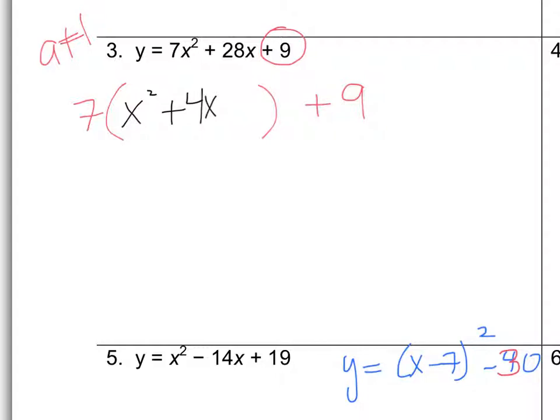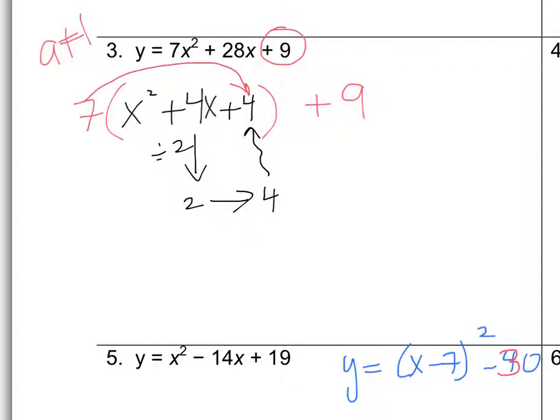Now you have to think, whenever you divide the b by 2, 4 divided by 2, I will get a 2. And then you need to square it, so you get a 4. And that will be the number that you need to add on the inside of the parentheses. But remember, by adding 4 on the inside of the parentheses, you actually are adding 28, because 7 times 4 is a 28. So what you need to subtract on the outside is 28. Makes sense? Because 7 times 4 is a 28.